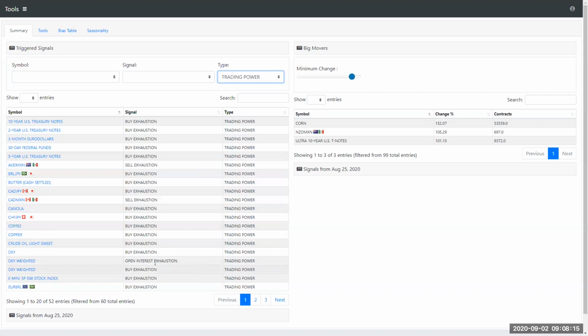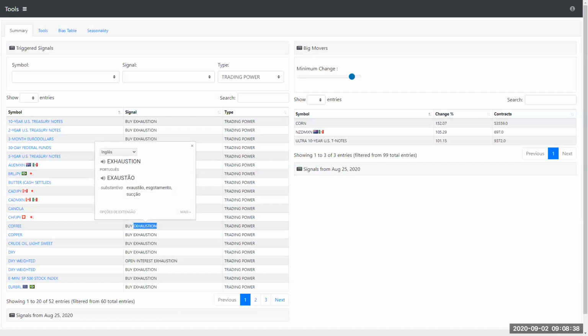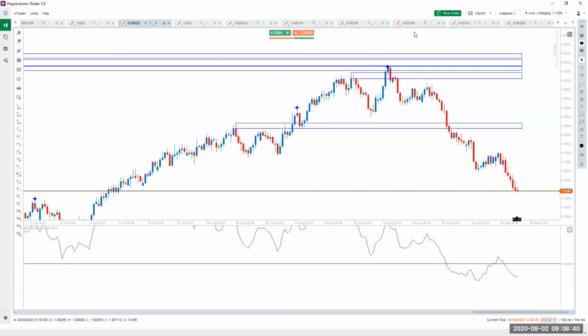So right now, for example, let's take a look at coffee. The system is telling us that, looking at the time series, the history for coffee, when non-commercials were at these levels of longs, they started to take profits. Okay, so let's take a look at the coffee chart to see how coffee.